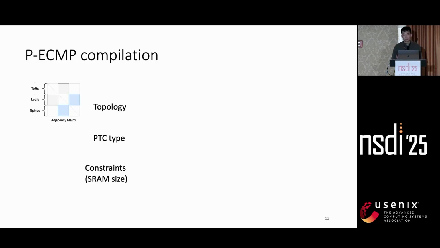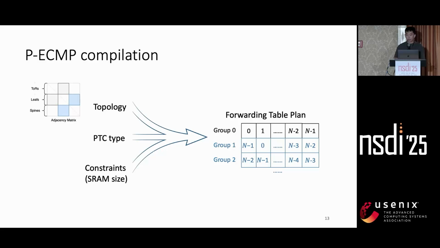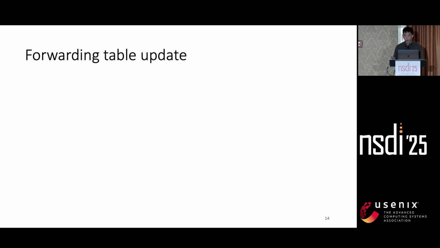And finally, we also need to consider constraints such as SRAM size, and then our compiler will generate a forwarding table plan for every switch in the network, and we will put this configuration onto the switches in the network. And during the forwarding table update, inconsistency may happen.